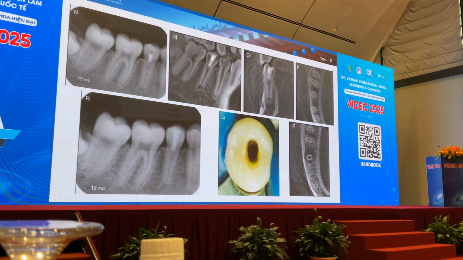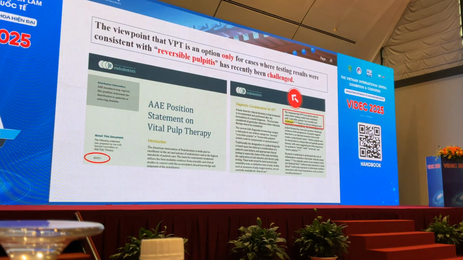Actually, more and more evidence accumulated. Finally, the American Association of Endodontists accepted it. So, it's written in the position statement on vital pulp surgery published in 2021, which said the viewpoint that vital pulp surgery is only indicated for cases with clinically irreversible pulpitis is being challenged.